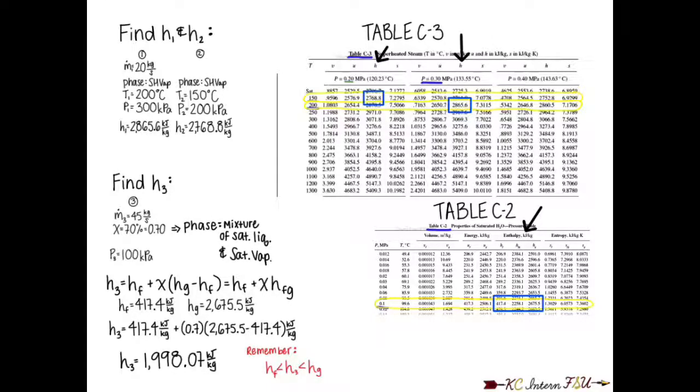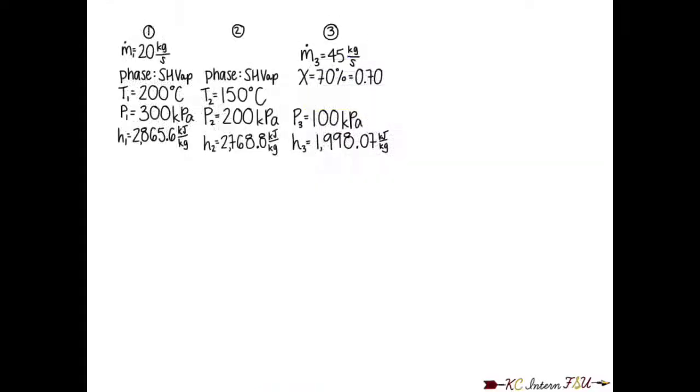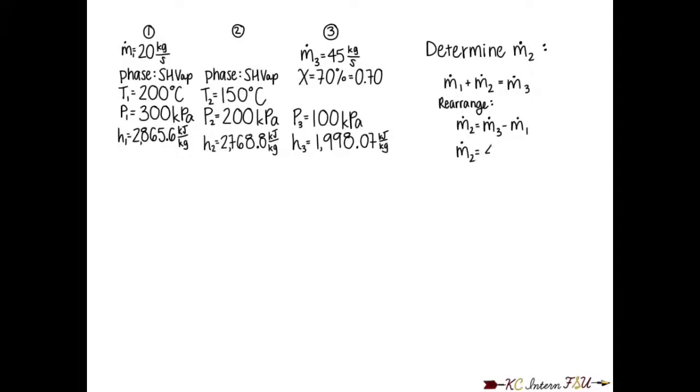Taking a look at all of our given information and determined values, all there is left to determine is m dot for flow 2. From our previous assumption, m dot 1 plus m dot 2 is equal to m dot 3, we can rearrange the equation to solve for m dot 2, which is 25 kilograms per second.